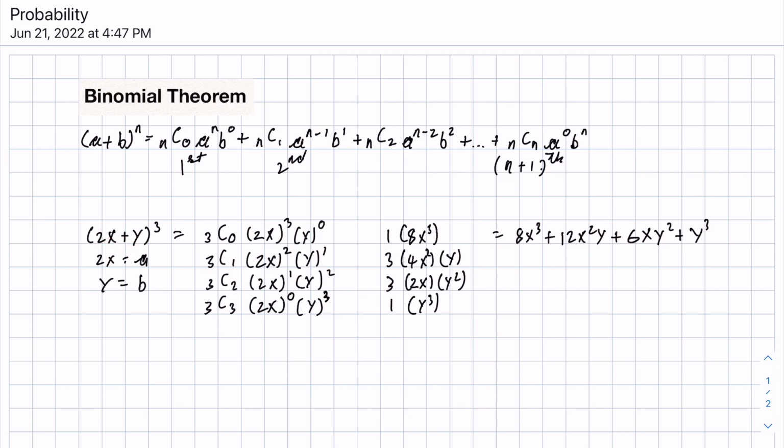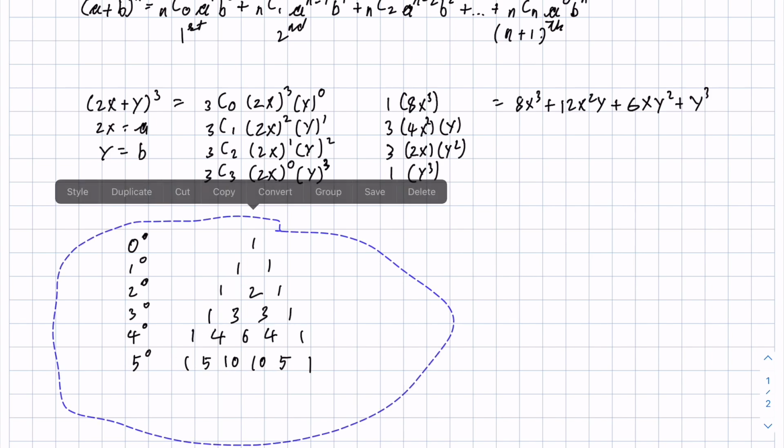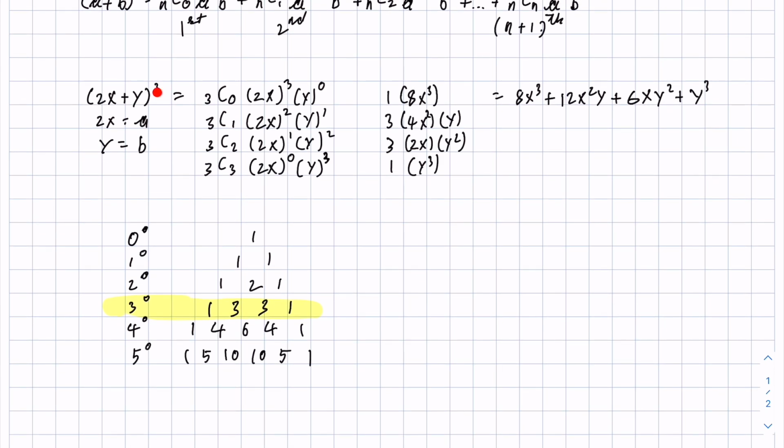If we normally expand this, this would have the highest degree of x, and this would have the highest degree of y, the last term, right? So that makes sense. But why do the combinations work? Well, if we pull out Pascal's triangle, we use this row, the third degree row, because it's taken to the third power over here, and our coefficients are going to be 1, 3, 3, 1.